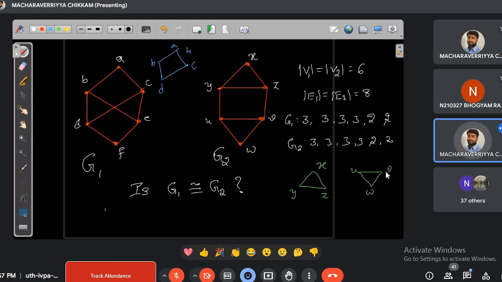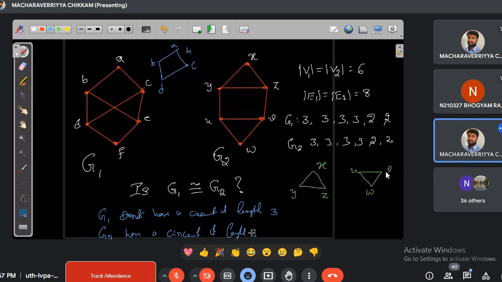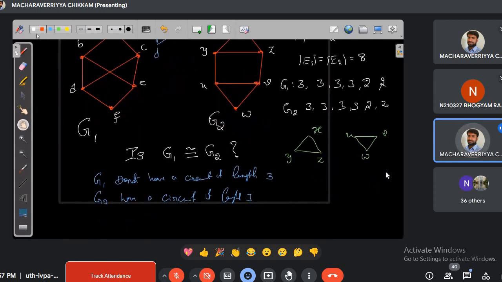So it is very clear that G1 does not have a circuit of length 3. But when it comes to G2, G2 has a circuit of length 3. Therefore the conclusion is that G1 is not isomorphic to G2.